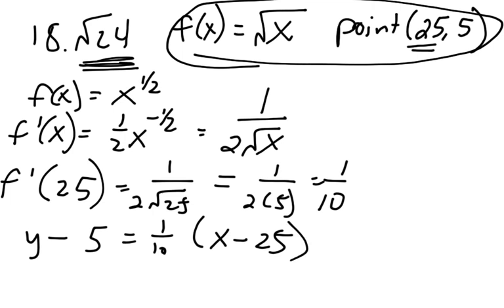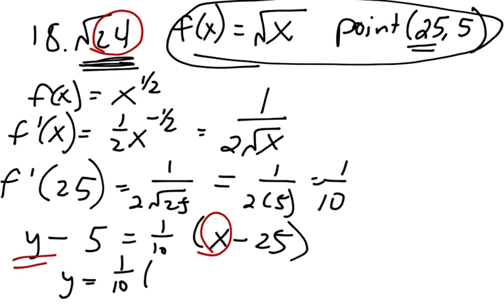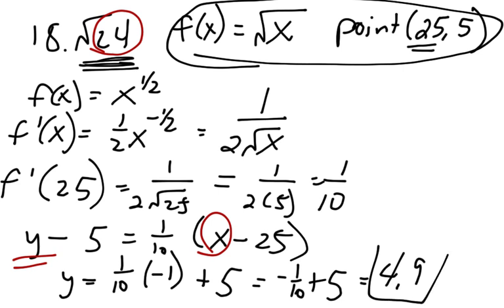Now that I've written my tangent line equation, I'm going to substitute this 24 in place of the x to get an approximate y value that goes with that. So this would be y equals 1/10 times 24 minus 25 would be -1, plus 5. That means it's -1/10 plus 5, which is 4.9. So that's our approximation based on this tangent line model that we came up with for the nearby point of 25.